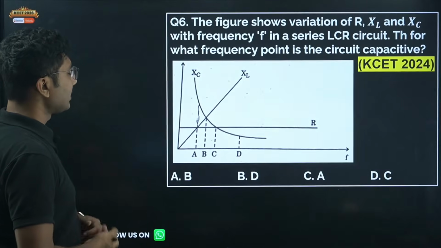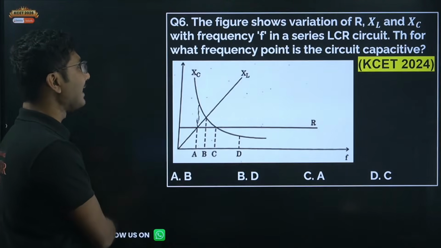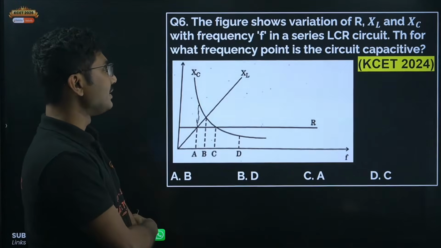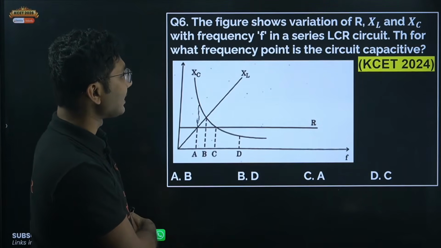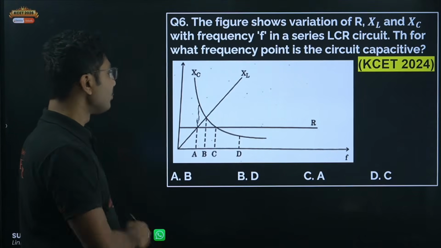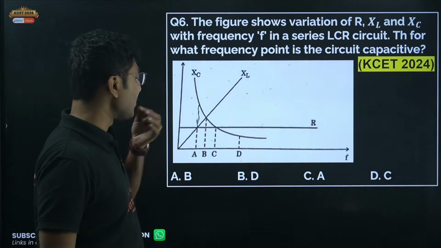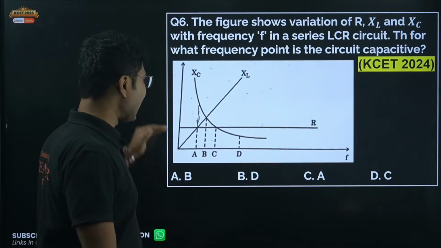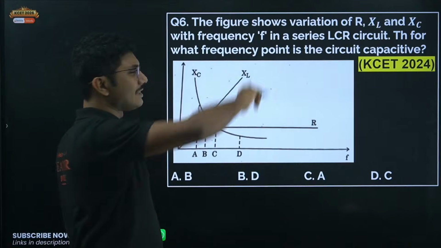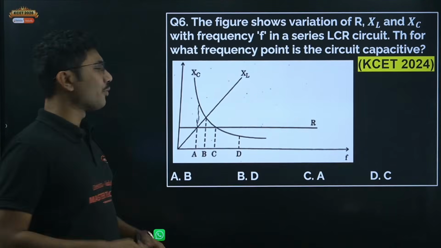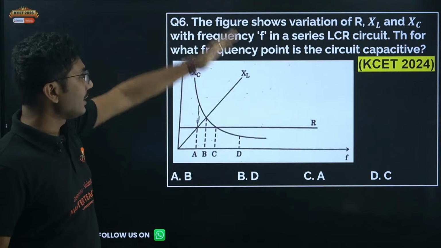Now next question. The figure shows variation of R, XL and XC with frequency F in a series LCR circuit. For what frequency point is the circuit capacitive? There are a few points given in this circuit, A, B, C, D, and XL, XC, R values are given. As you know, R value is constant, XC is decreasing, XL is increasing. And they asked you for what range of frequency the circuit is capacitive.